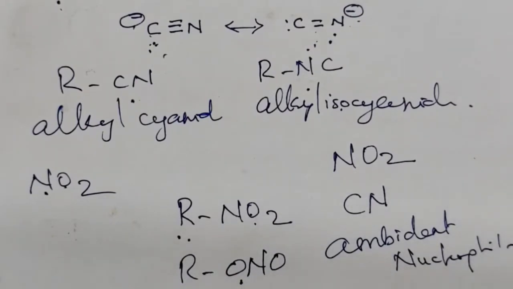So what are ambident nucleophiles? Nucleophiles having two nucleophilic centers are called ambident nucleophiles. Example, CN minus, NO2 minus.